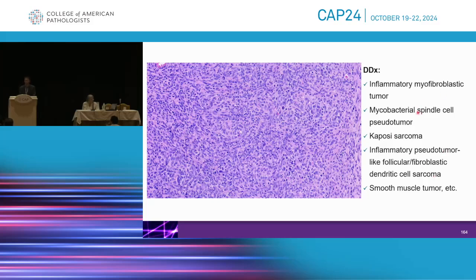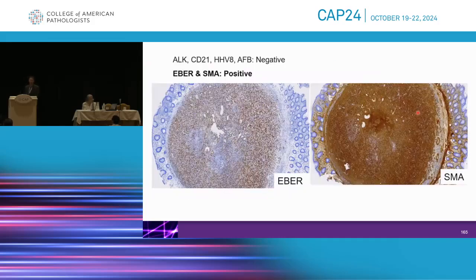For these ones, we can do markers one by one to exclude, right? For example, if we do stains, ALK is negative, but you can essentially rule out the possibility of inflammatory myofibroblastic tumor, but it's not complete because not 100% have the ALK mutation, right? CD21 negative excludes the possibility of follicular dendritic cell sarcoma, HHV8 negative excludes Kaposi sarcoma, and the AFB negative excludes the possibility of mycobacterial spindle cell pseudotumor. And the leftover will be spindle cell tumor or others.